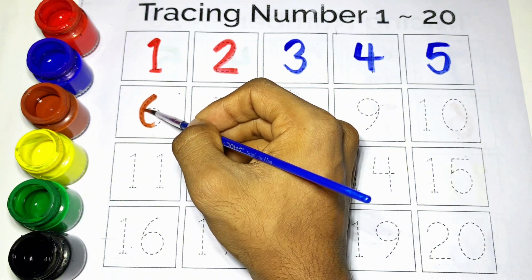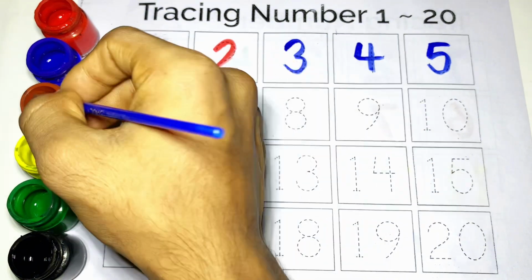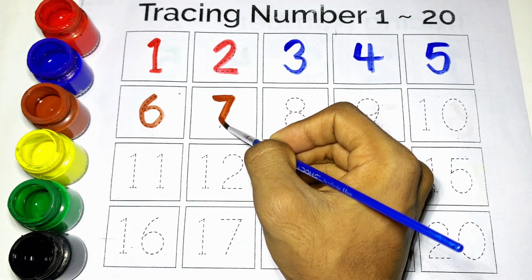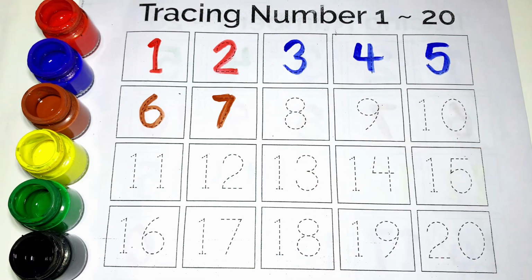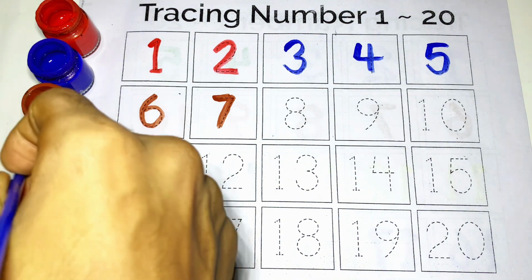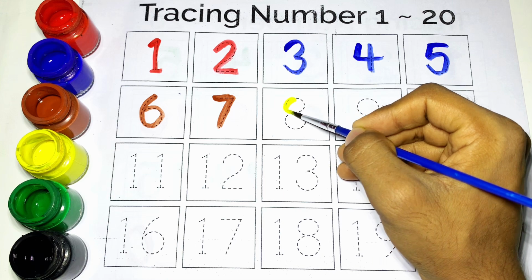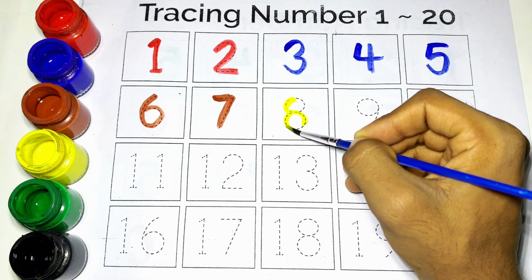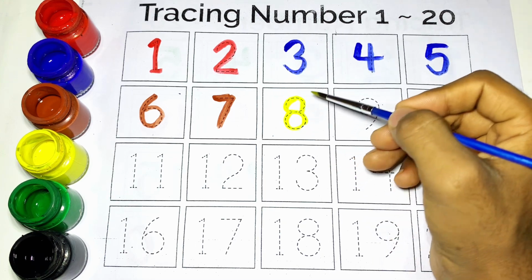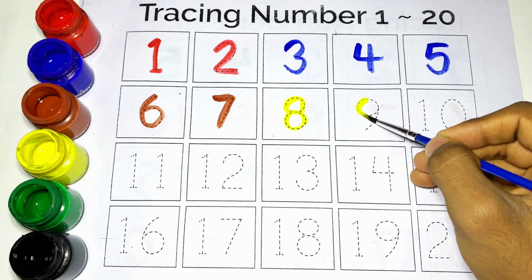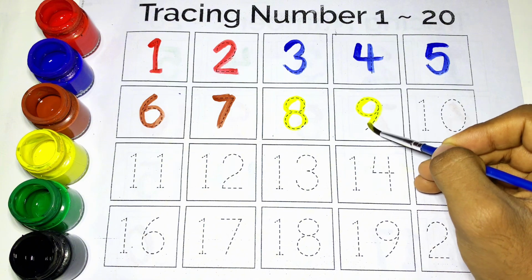S-I-X, 6. Kids, again use brown color and draw 7, the number 7. Kids, now draw 8, the number 8, and use yellow color. Kids, again use yellow color and draw 9, the number 9.